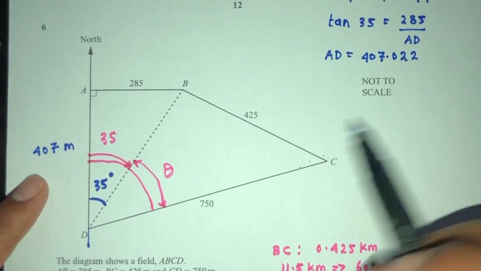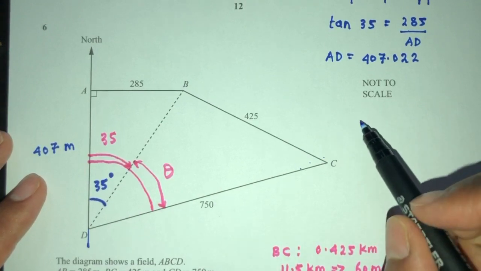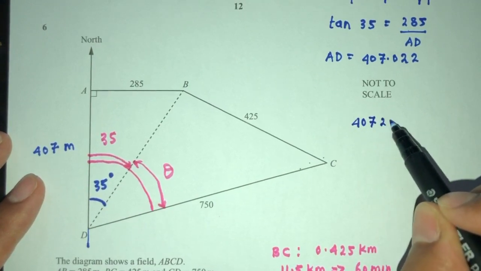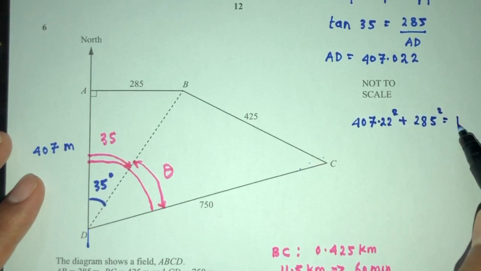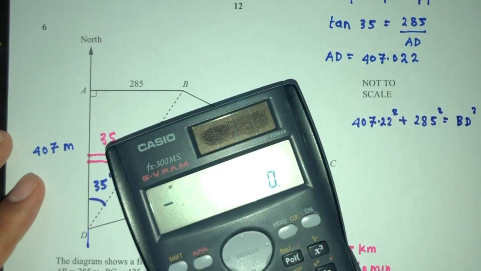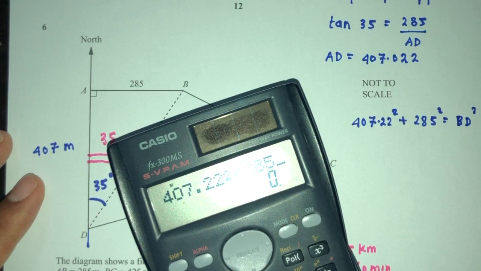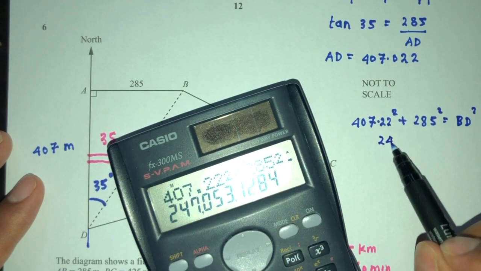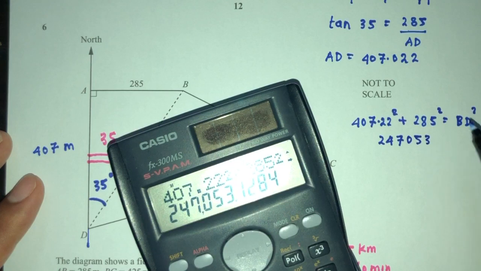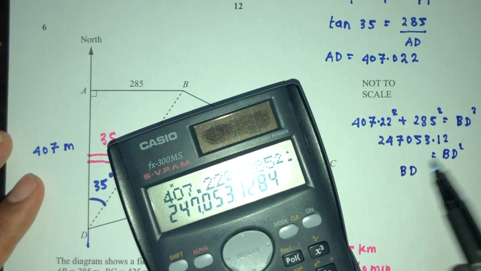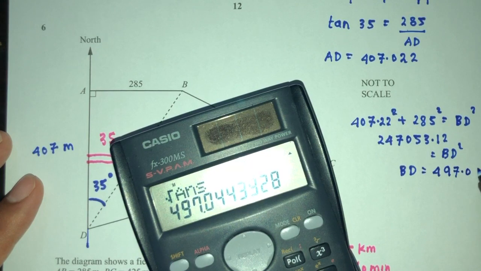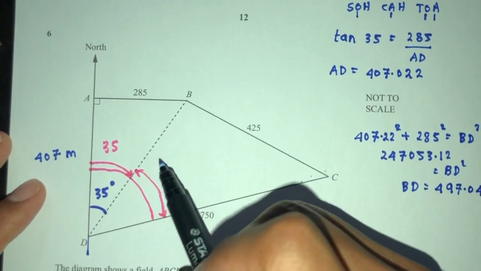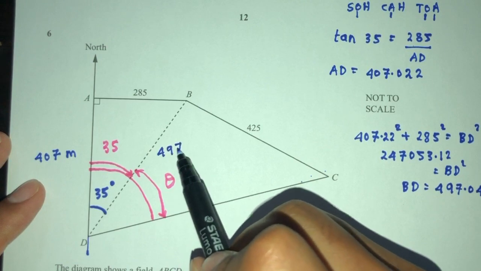So BD is the hypotenuse, so you would say that 407.22 squared plus 285 squared is equal to BD squared. 407.22 squared plus 285 squared is 247,053.12, which is equal to BD squared. So BD will be what? That'll be 497.04. Okay, so now we know this side, it is 497 meters.